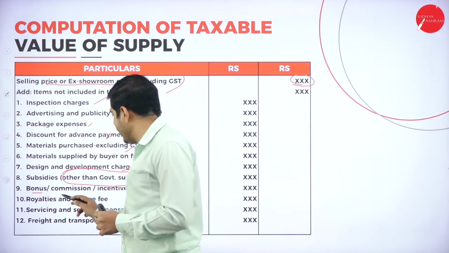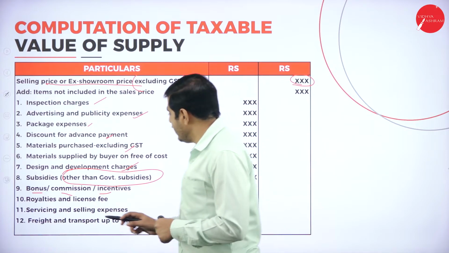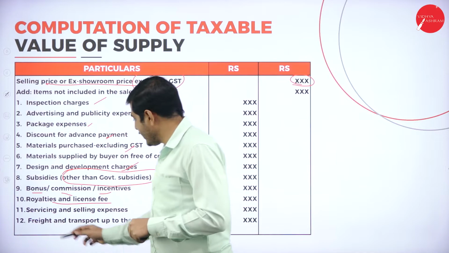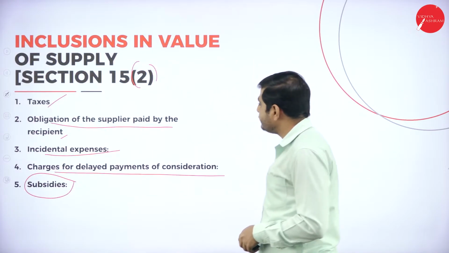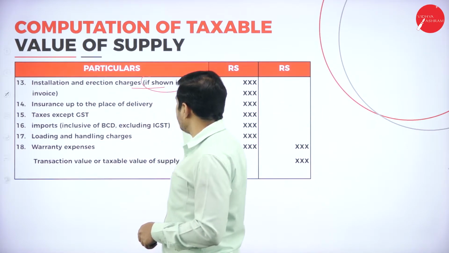Next one, any bonus paid, commission paid, incentives paid to our salesman. Next one, royalty and license fees paid to landlord or any other owner. Next one, service and selling expenses, freight and transportation expenses. Next point, installation and erection charges if shown in the invoice price.